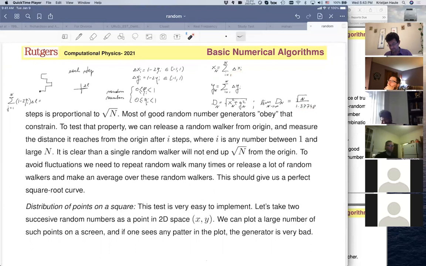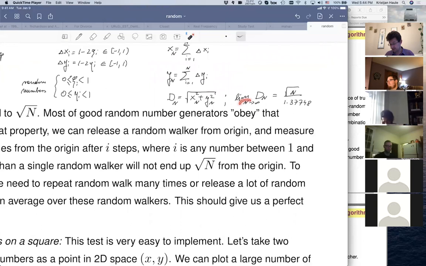So what we need to do is first throw away several n's. For example, we throw away the first 10,000 steps, and then from 10,000 on to, let's say, 100,000, we check whether the walker is square root of n divided by this number away from the origin. And we shouldn't do this for one random walker. We should do this for thousands of random walkers, okay? And then take the average, and the whole thing should go as square root of n, okay?